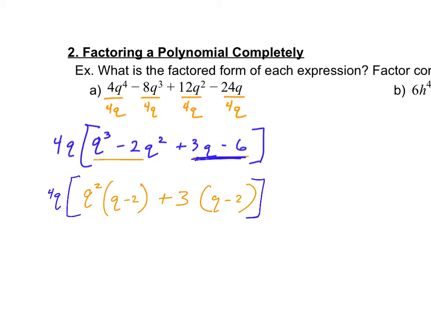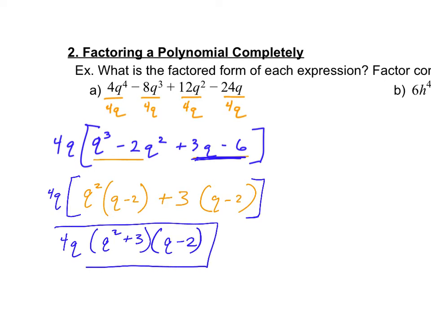So then when I do my factor by grouping, I have 4q times q squared plus 3 times q minus 2. And there you have the factored form of that fourth degree polynomial up here, right there.